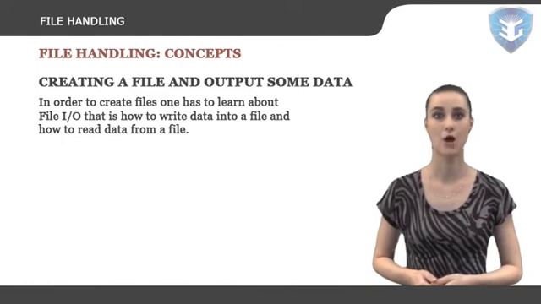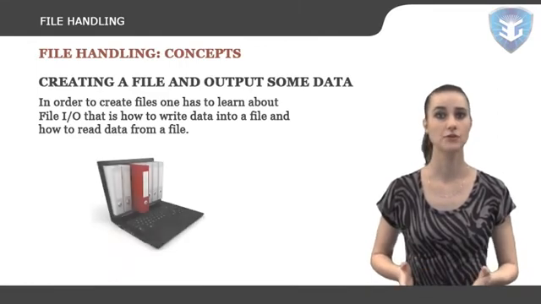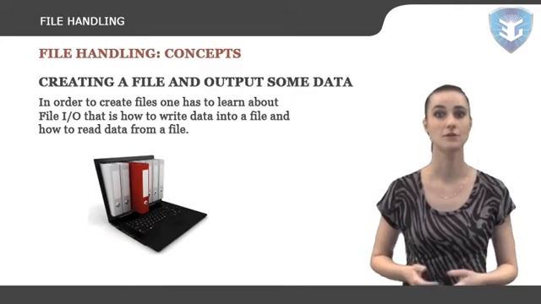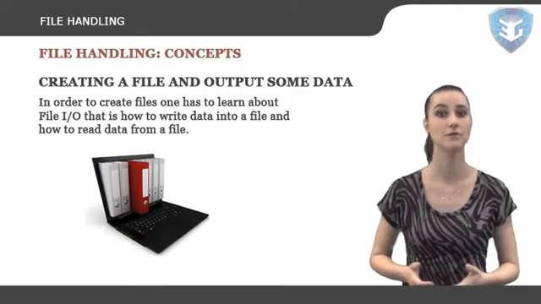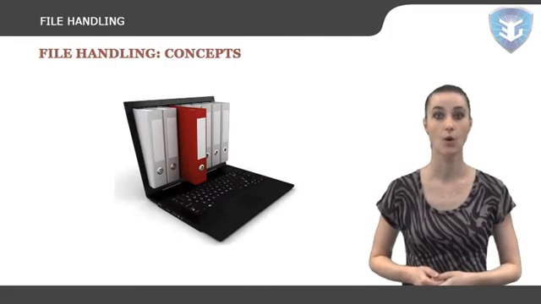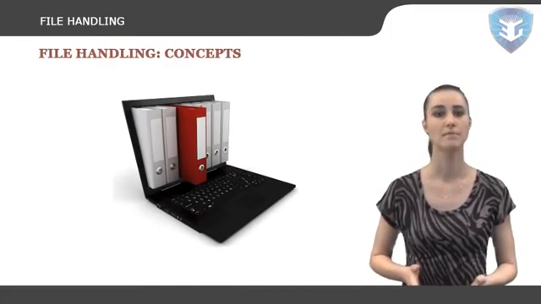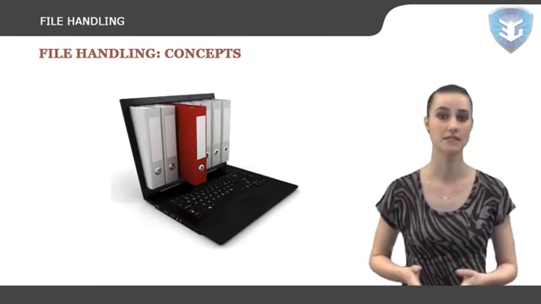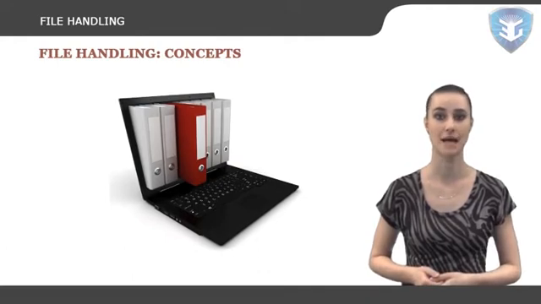Creating a file and outputting some data. In order to create files, one has to learn about file I/O. This is how to write data into a file and how to read data from a file. One will start this with an example of writing data to a file. One begins as before with the include statement for stdio.h, and then defines some variables for use in the example, including a rather strange looking new type.